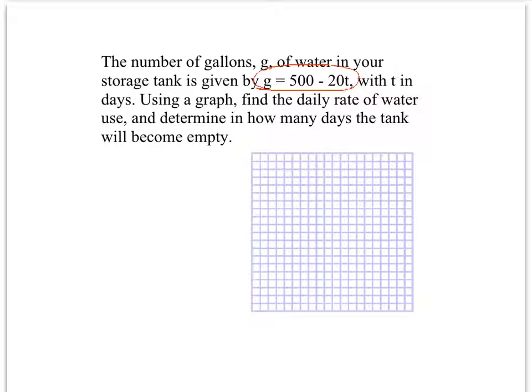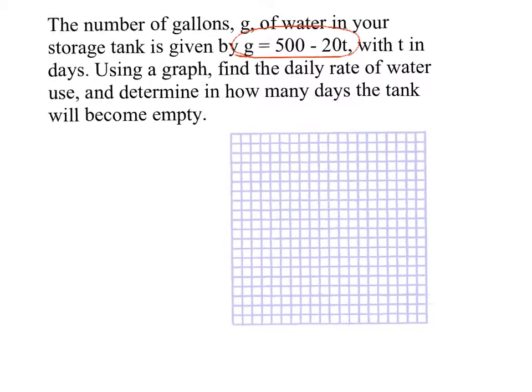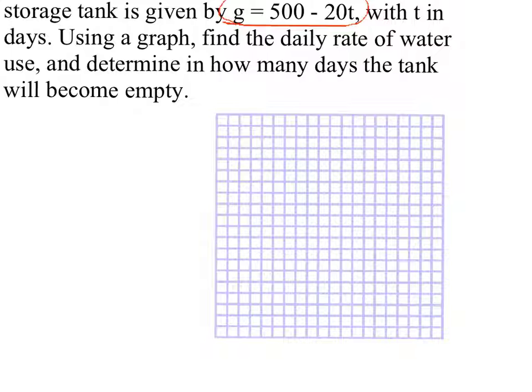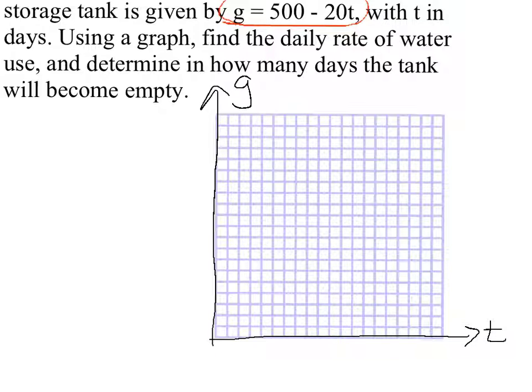So let's understand this. I'm going to label my axes first. So let's see here. According to this, I need to have a y-intercept of 500 and my slope is going to be 20. So let's see here. This is my t value. Normally it's an x. This is my g value. Normally it's a y. I want to go up to 500.